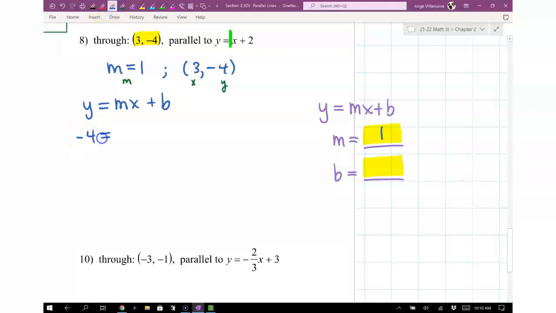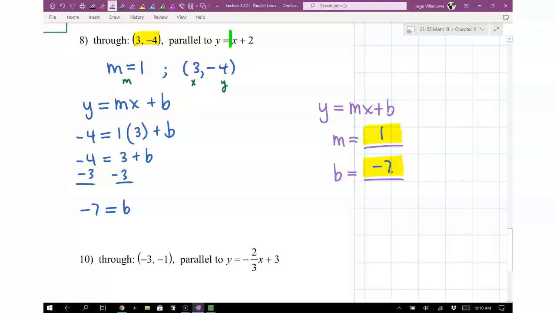What is my m value? 1. 1 is my m value. And my x value? 3. Plus b. So that's negative 4 equals 3 plus b. So all I have to do is subtract 3, and I got my b value. So let me subtract 3 on both sides. Negative 7 is equal to b. So I'm going to put that right here. And now I'm done, right?